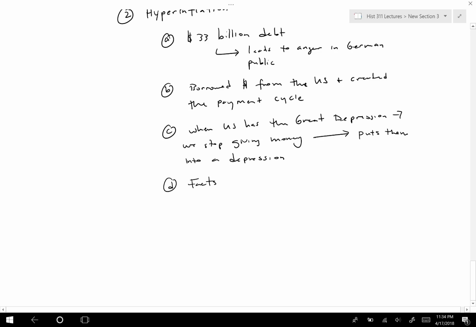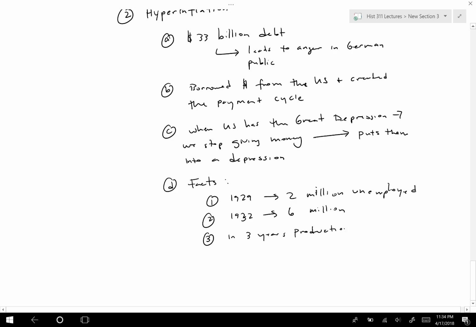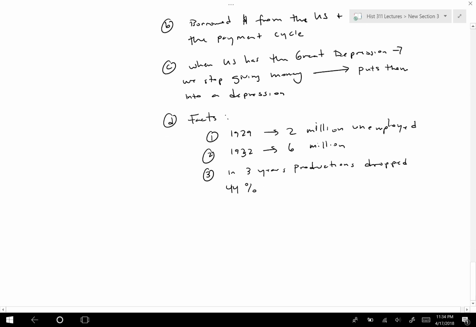So we'll say the facts. One, by 1929, you had over 2 million unemployed. And in 1932, it was 6 million. So it's a huge jump. And in those 3 years, from 1929 to 1932, production of goods dropped 44%. Which, of course, what does that lead to? That leads to more job loss, as well as economic power and control within the nation.